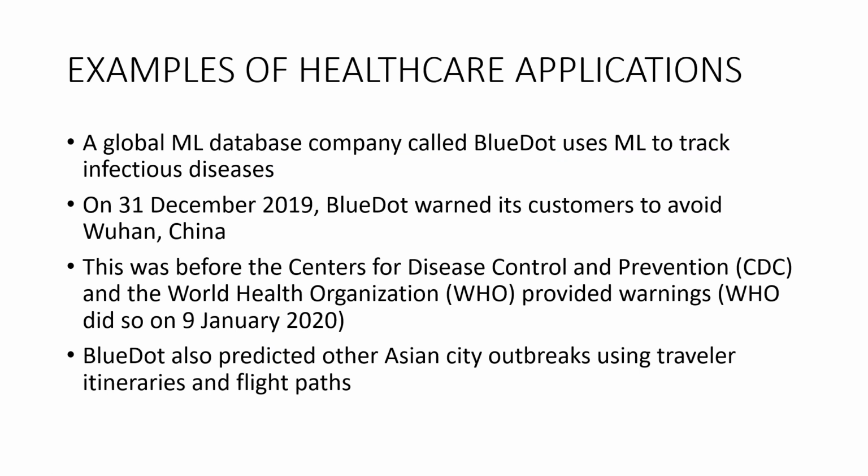Just a couple more slides here and then we'll wrap it up. There's a company, I think based in Canada, called Blue Dot that uses machine learning to look at infectious diseases. Back on 31 December last year, it warned its customers to avoid Wuhan, China, where the COVID-19 pandemic originated. That was before the CDC and WHO; WHO didn't provide a warning until 9 January 2020. Blue Dot was also able to predict which other Asian cities would have outbreaks based upon travel itineraries, flight paths, and that sort of information.